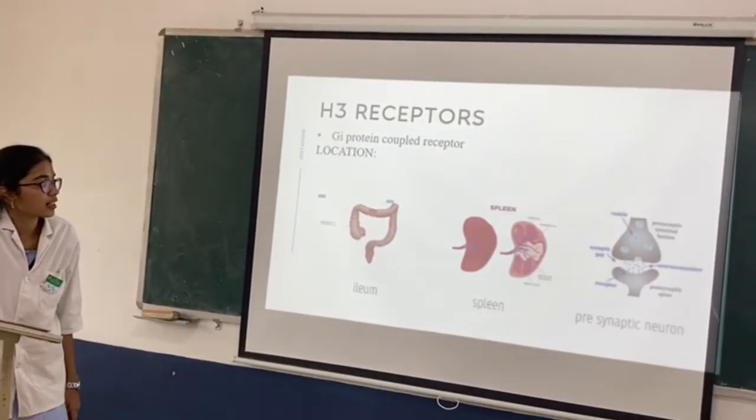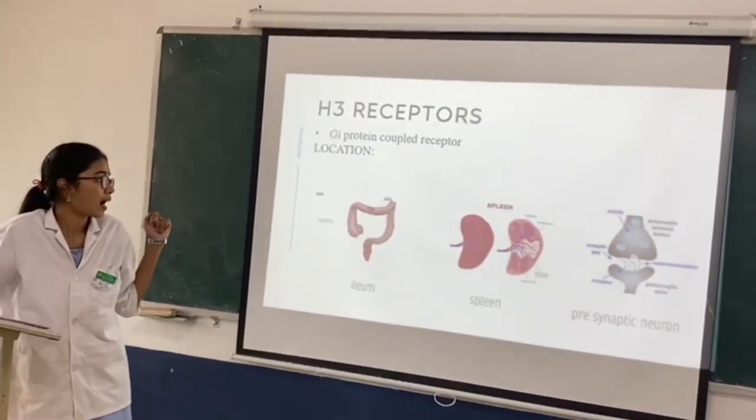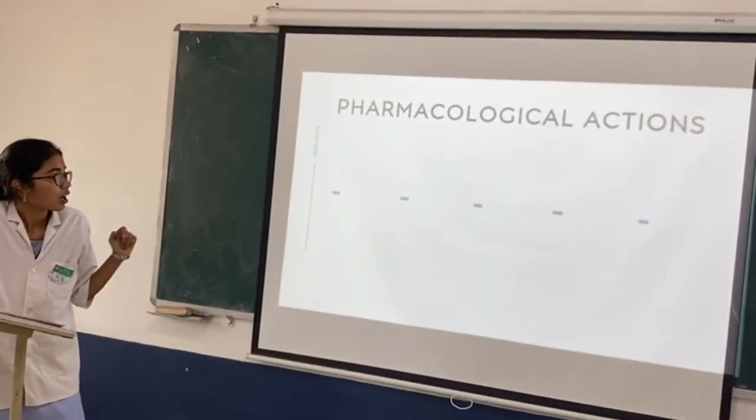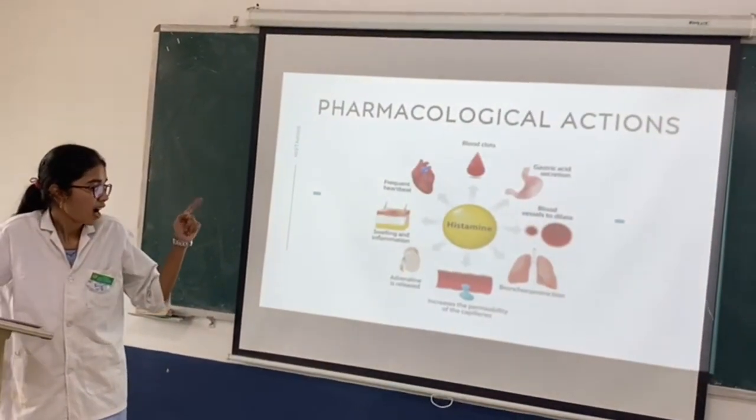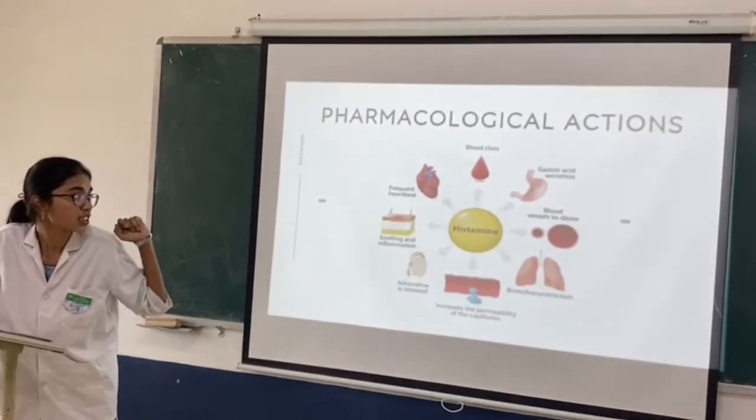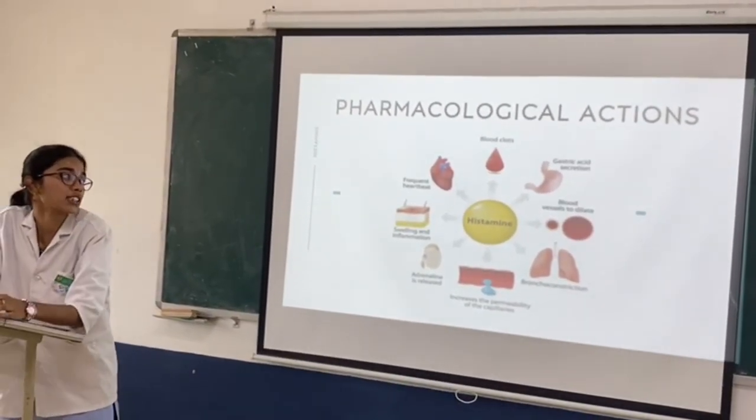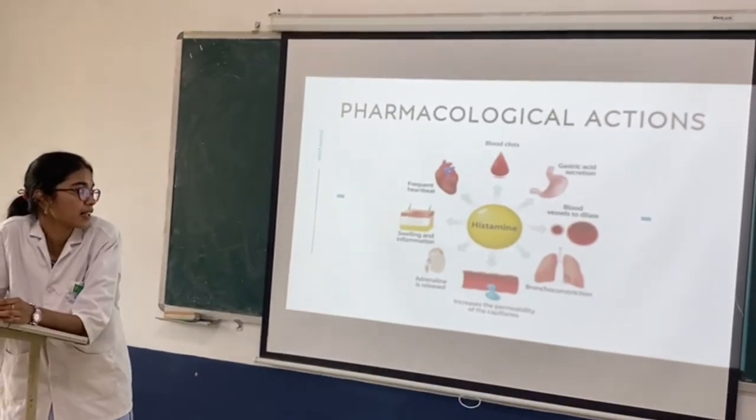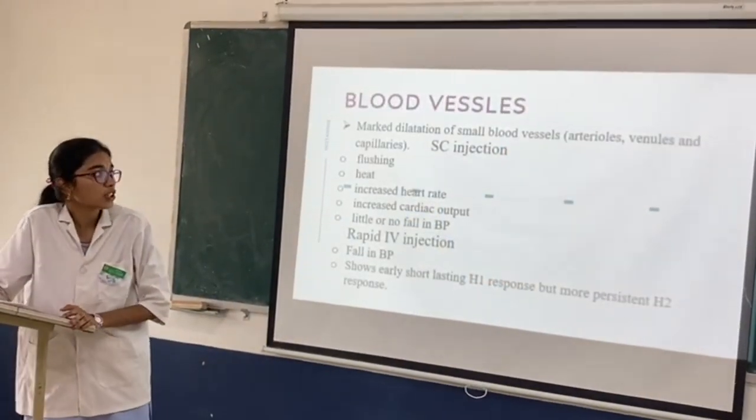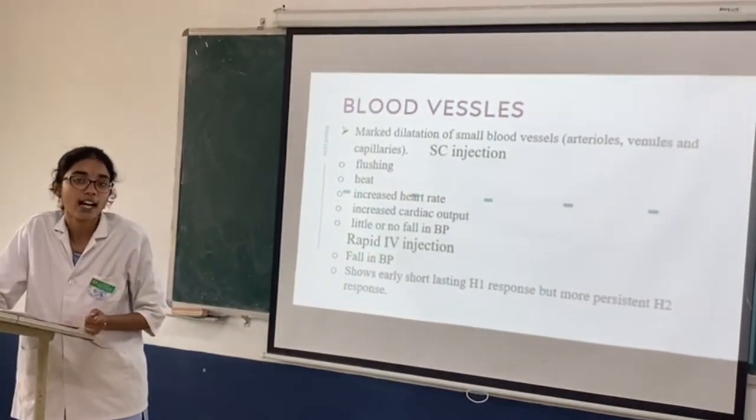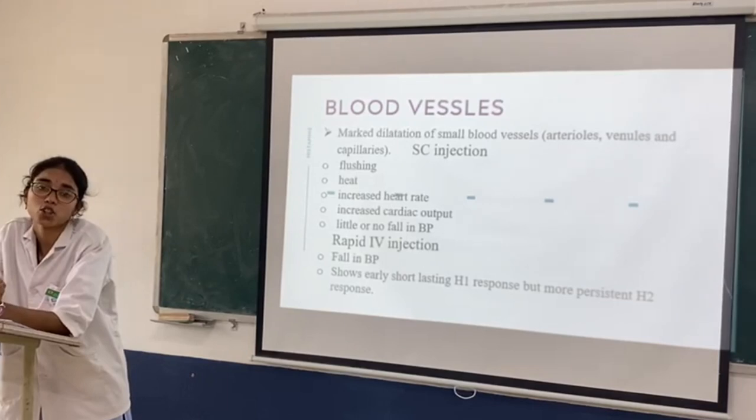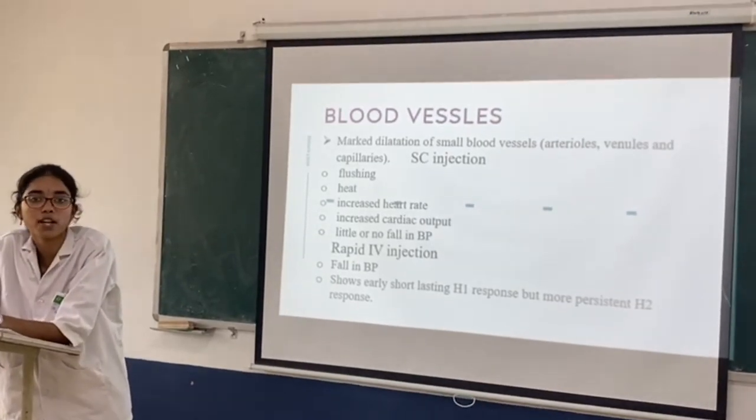Now entering into the major part, that is the pharmacological actions of histamine. It acts on blood vessels, heart, glands and other areas for showing its pharmacological actions. Let's first discuss the blood vessels. Histamine causes marked dilatation of the blood vessels like arterioles, venules and the capillaries. The action of histamine varies with its route of administration.